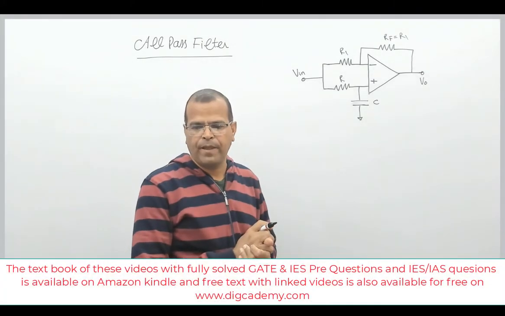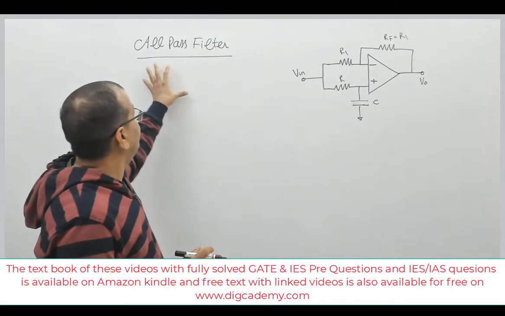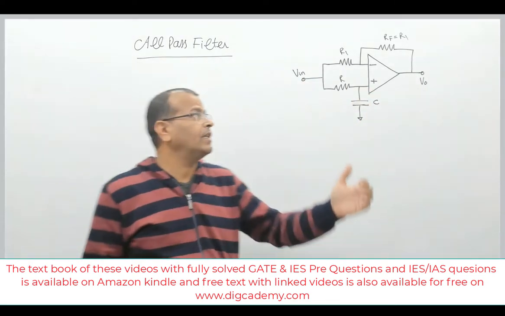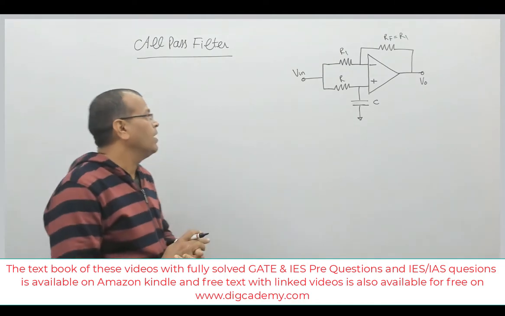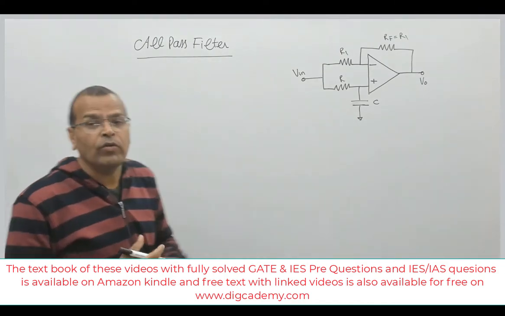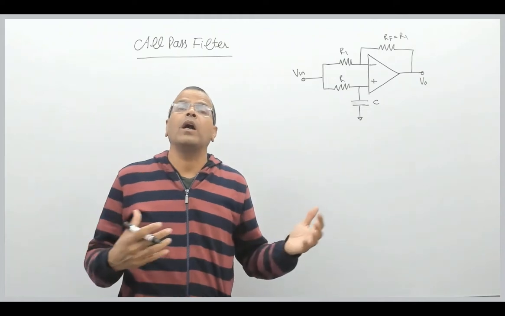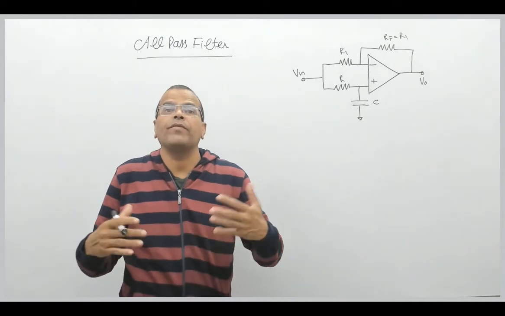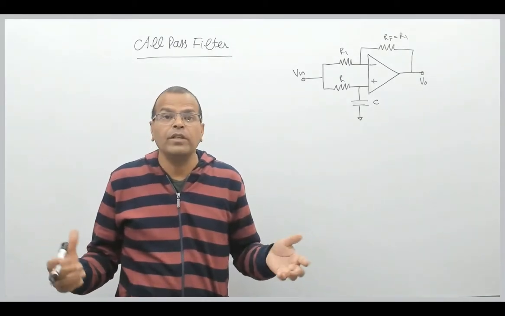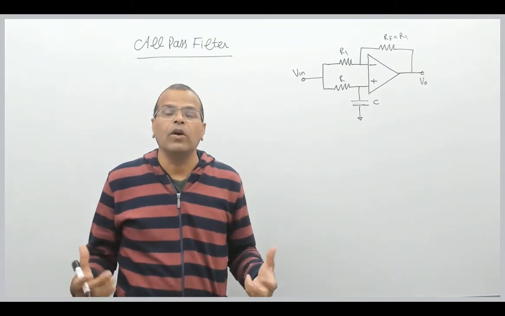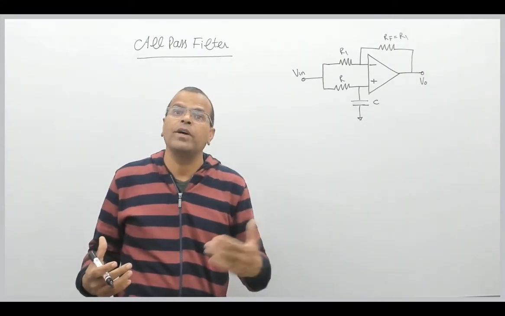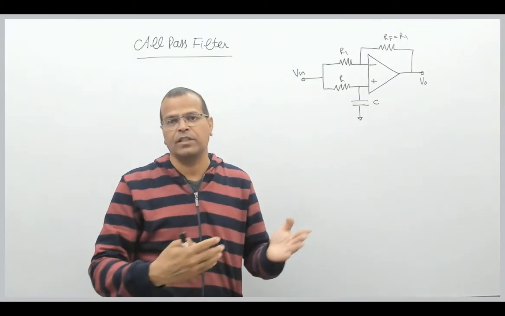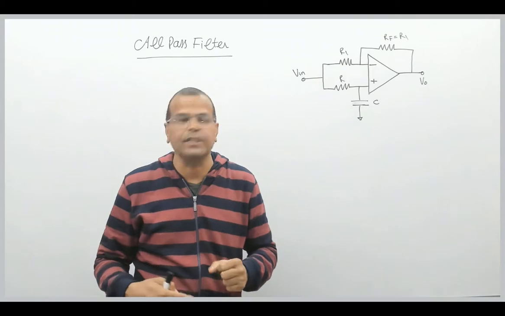Hello friends, now we will start with the next active filter, that is the all pass filter. When we talk about the all pass filter, what is the purpose? It allows all the frequencies to pass through it. So if it is allowing all the frequencies to pass through it, then where is the question of filtering? Basically, the all pass filter does not perform the function of filtering, rather it performs the function of phase shifting in the signal. We will see how it shifts the phase.